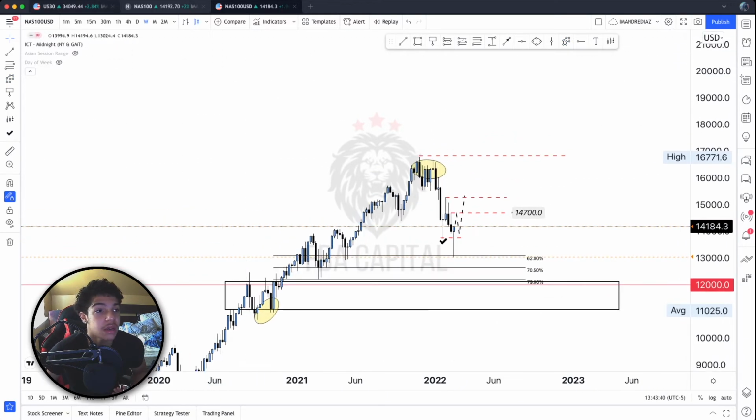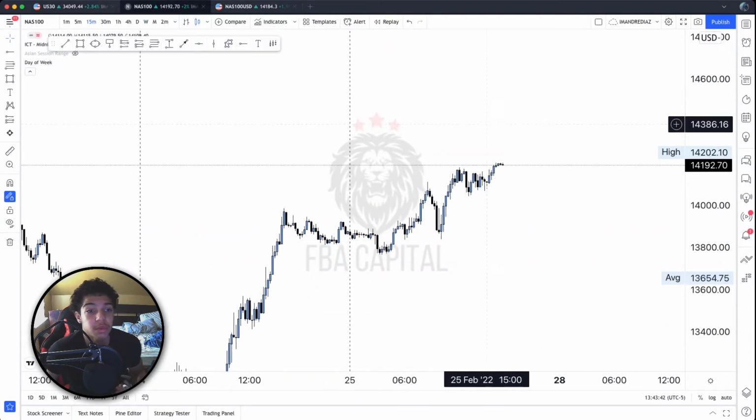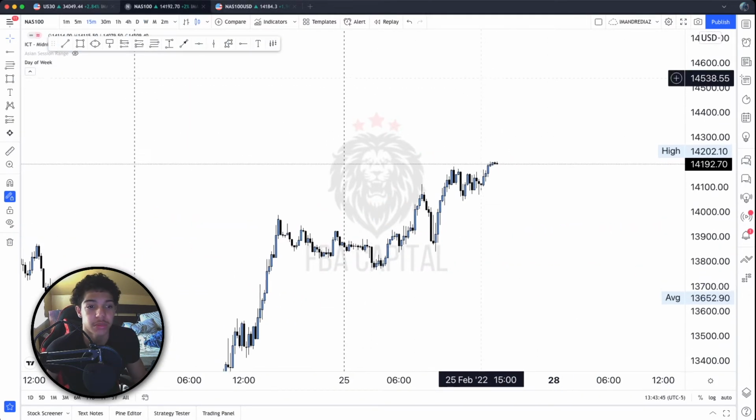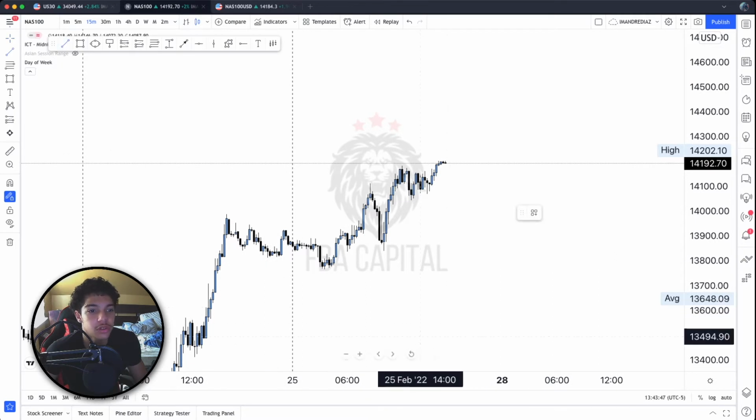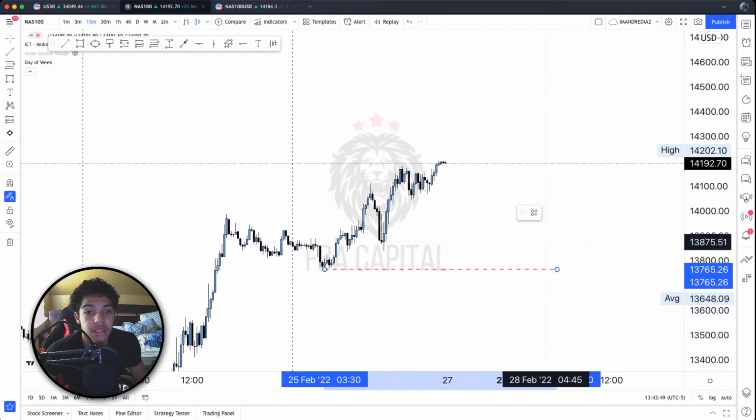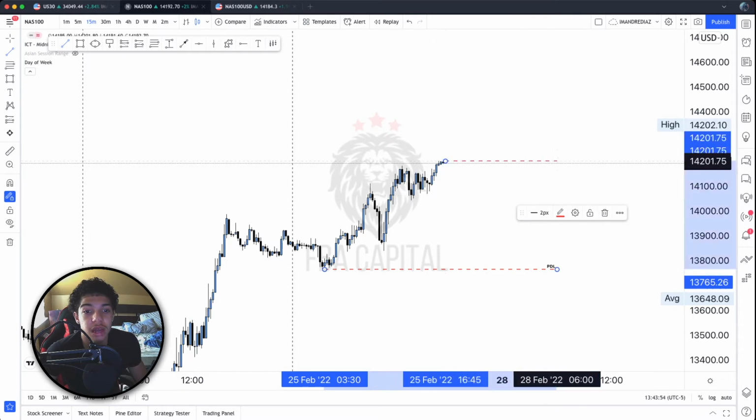With that being said and done, now let's go down to the lower time frame, and we're going to look at what we can expect on an intraday basis. So the first thing I'm going to do is mark up the previous day's highs and the previous day's lows. So we got the previous day's low right here. We got the previous day's high right up here.